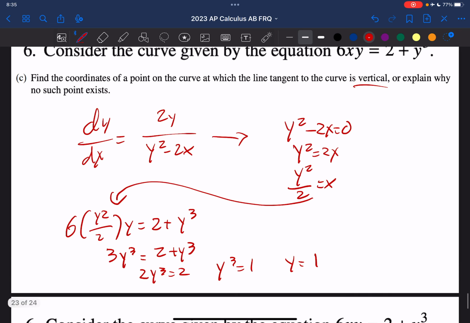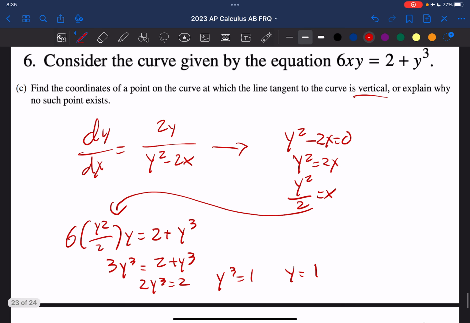So now that we've got that, now we have to plug this back in to here to see what x is. So x equals 1 squared over 2, which equals 1/2. So the point that we want is 1/2 comma 1.